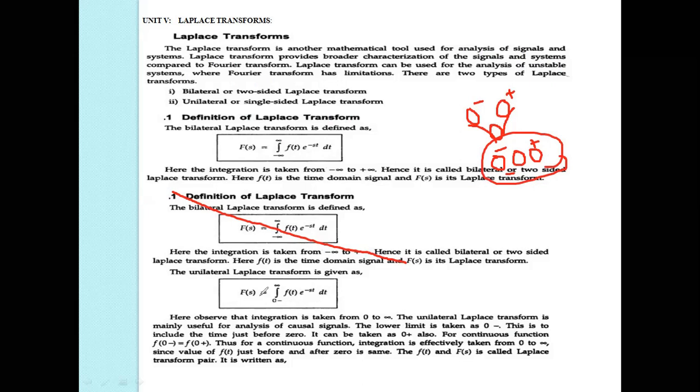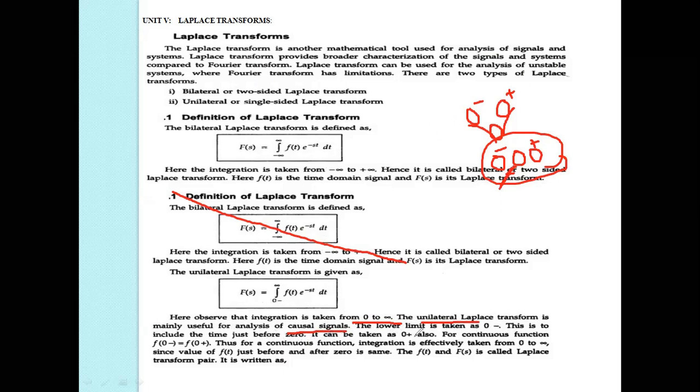Okay. F of s is equal to the one-sided integral from 0 minus to infinity of f of t e power minus s t dt. Here observe that the integration is taken from 0 to infinity. The unilateral Laplace transform is mainly used for analysis of causal signals. The lower limit is taken as 0 minus. This is to include the time just before the 0.